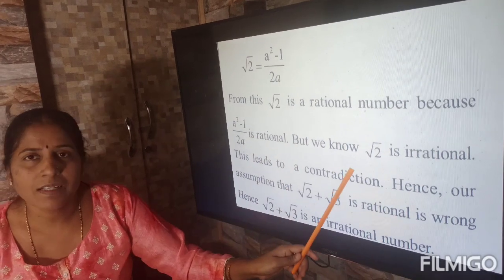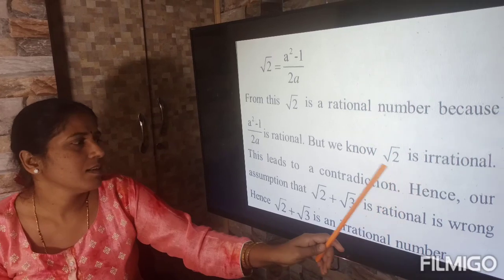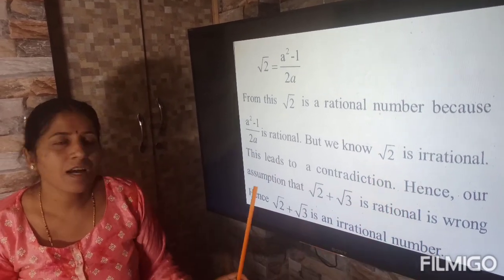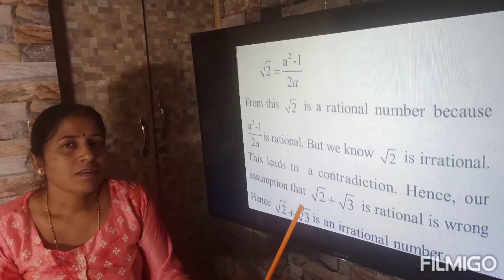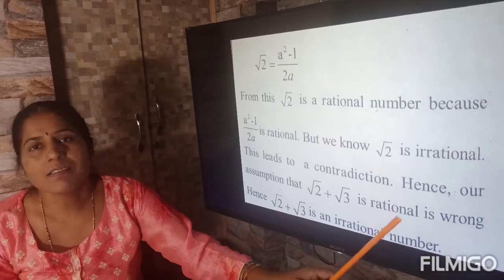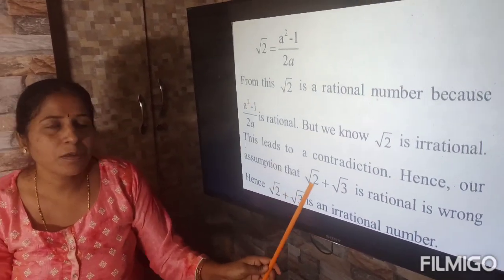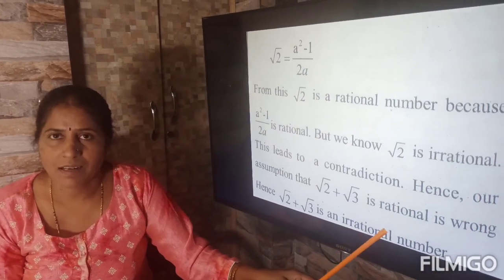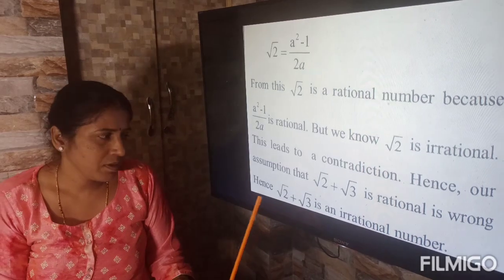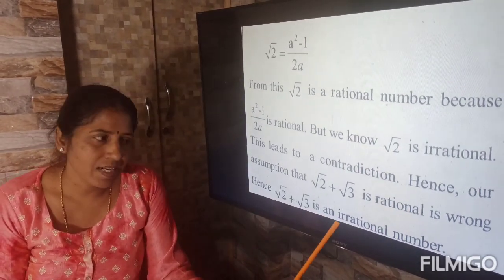But we know that root 2 is not rational, it is irrational. This leads to a contradiction. Hence, our assumption that root 2 plus root 3 is rational is wrong. What we assumed in the starting, that root 2 plus root 3 is rational, is wrong. Therefore, the given number root 2 plus root 3 is an irrational number.